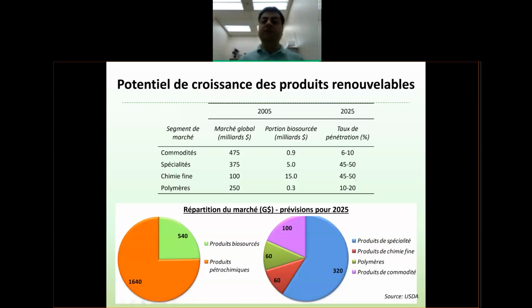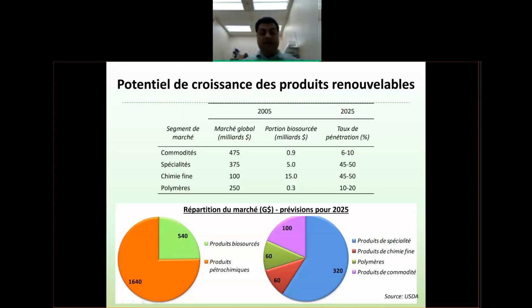So what is market penetration? It means the total volume of selling of a product versus the total target of that market. That's why it is called market penetration, in French, taux de pénétration. It's a kind of business indicator of any product.